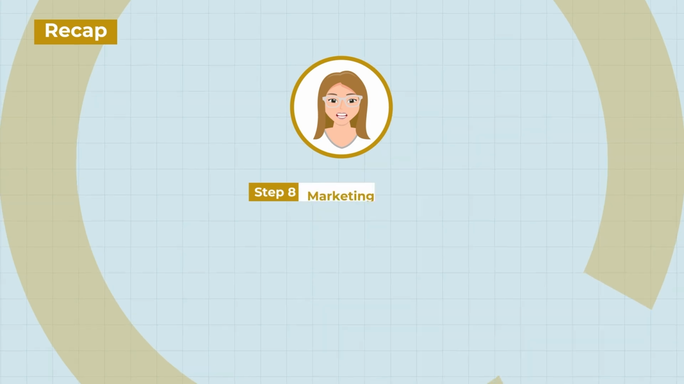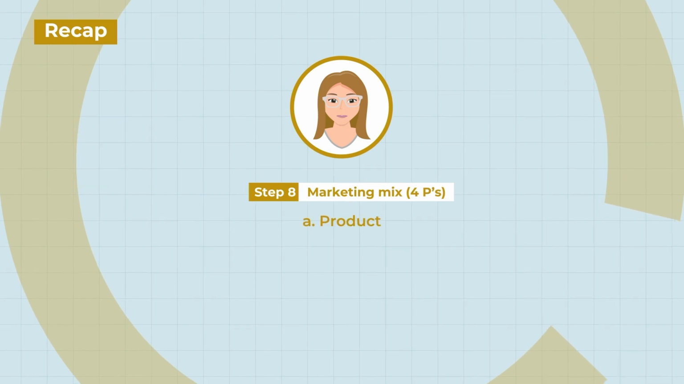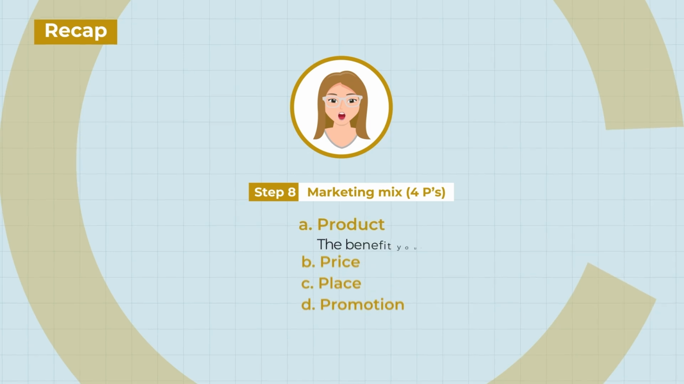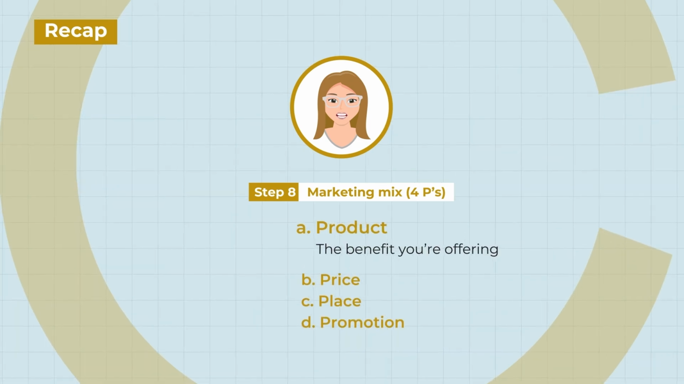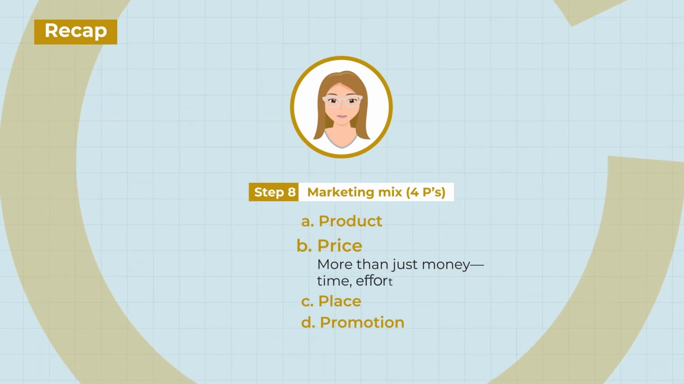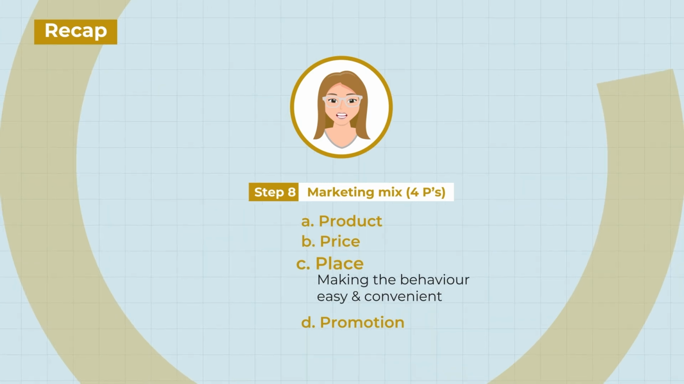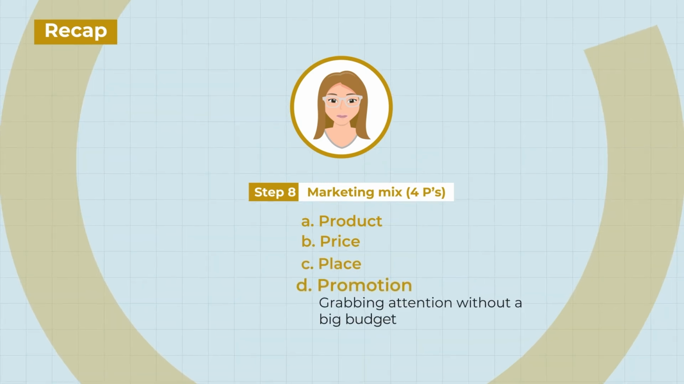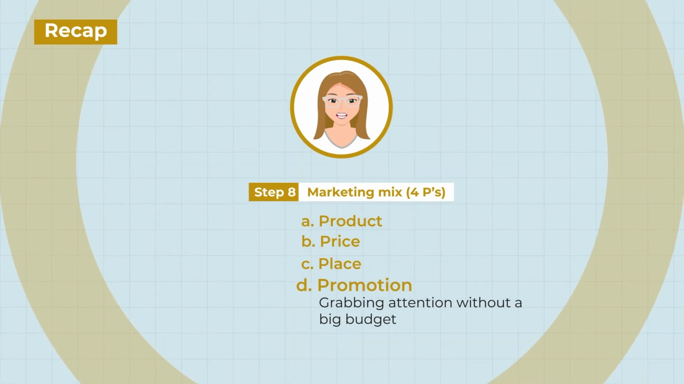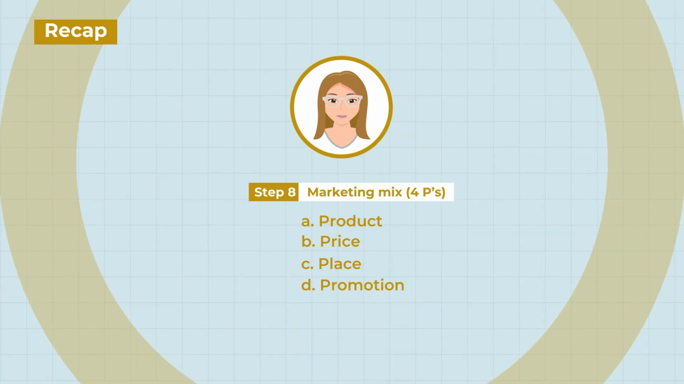Step 8 had 4 parts to it, following the classic 4 Ps of commercial marketing: product, price, place, and promotion. It's not as complicated as it sounds. Product is really about the benefit you're offering. Price isn't just about money, it's also about time, effort, and even social risks. Place is all about making the behavior easy and convenient. And promotion is about how you'll get the word out, ideally in a way that grabs attention without needing a Super Bowl ad budget.